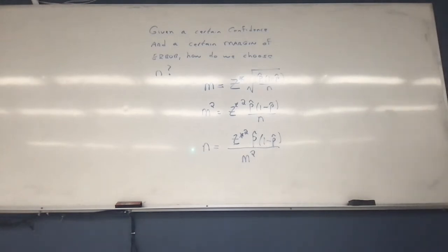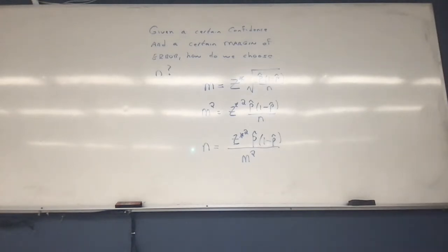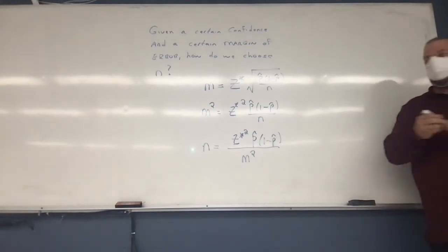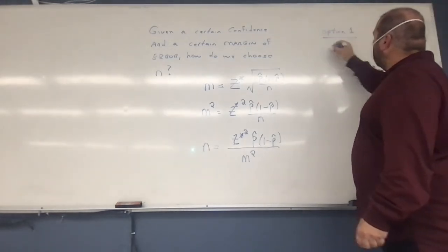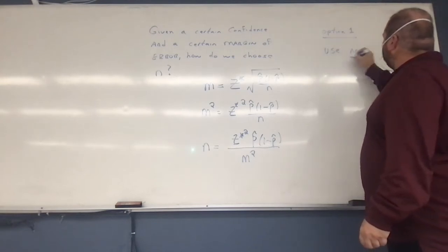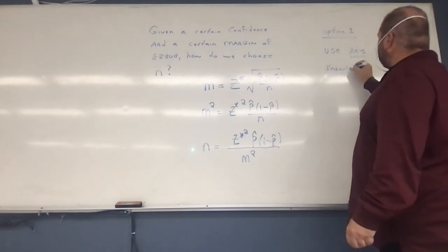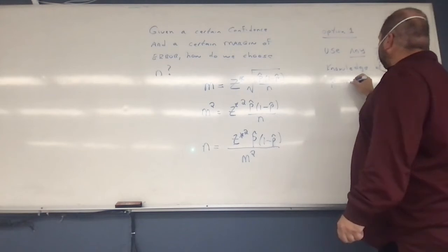Forget about p-hat changing depending on the sample. We don't even have a sample. How do you have p-hat at all in there? It's even worse than p-hat changing depending on the sample. You don't even have a p-hat, right? So what do we do? We have 2 options. Option 1: use any previous knowledge of what p might be.